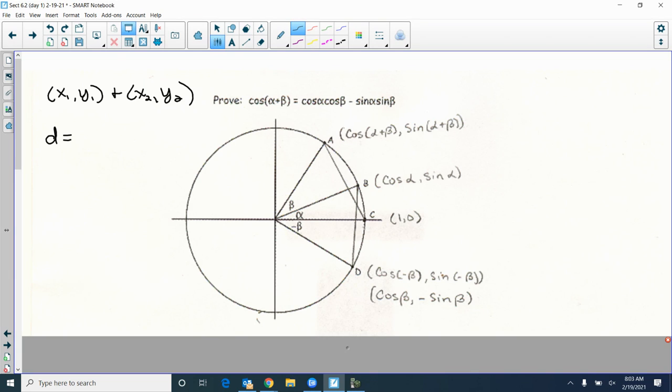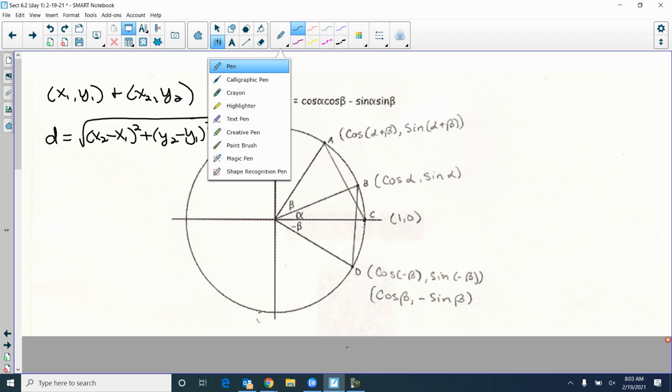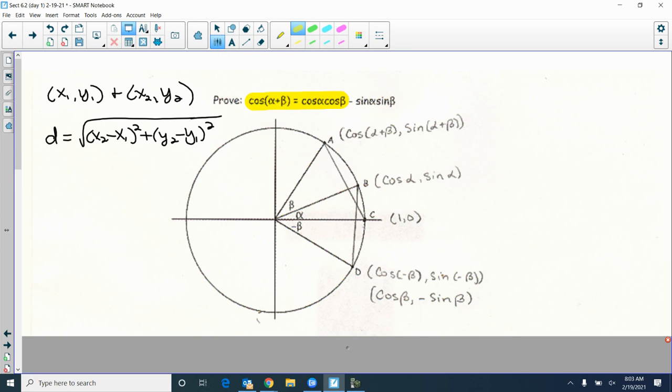But do you remember the distance formula between 2 points? Distance equals the square root of (x2 minus x1) squared plus (y2 minus y1) squared. That's going to come up. I'm just going to, like I said, give you the overview because it is somewhat complicated. But this is how we come up with that.